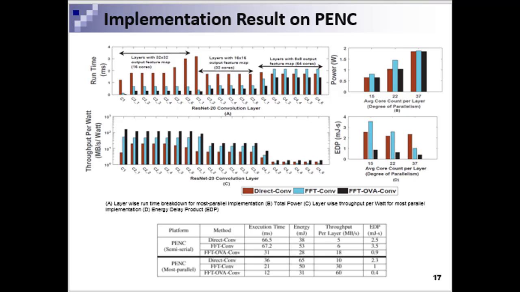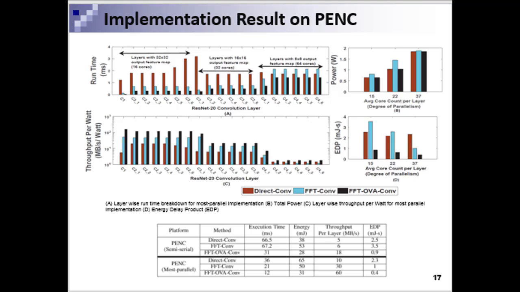One thing to look into here is that the difference between direct convolution and FFT OVA conv in the first group is very visible. However, in the last groups, where the ratio between the filter and the image becomes almost similar, the difference between direct convolution and FFT-based convolution becomes less visible.